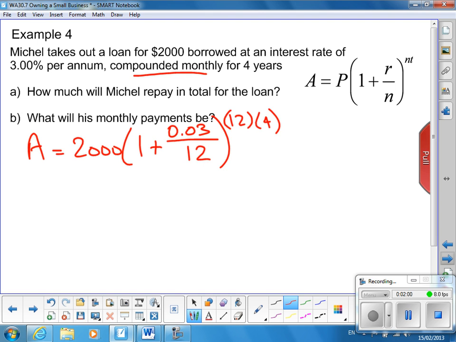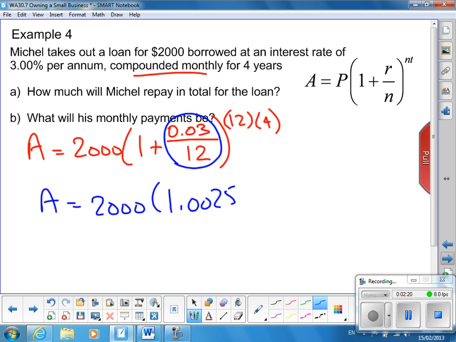Okay, so when you do the calculations, be careful that you follow the order of operations. That means you're going to start with dividing this first. You have to work inside the bracket. Inside the bracket is division, so you would divide 0.03 divided by 12, add the 1, and it would look like this, 1.0025. You could multiply the two exponents together to get 48.